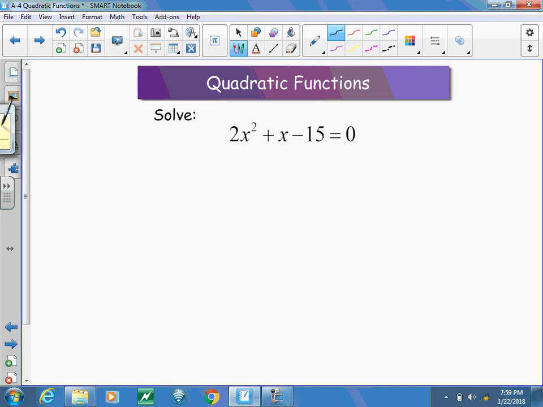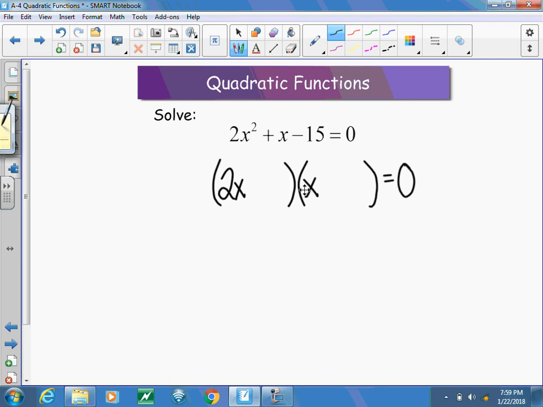Don't be scared if you have something with a leading coefficient that's other than 1. I mean, you can still factor a problem out here. The biggest thing is that you can't just look at the negative 15 and the x there. A lot of times people say, well, there aren't any numbers that I can multiply together to get negative 15 and add to 1. So they think they can't factor this. But you've got to be careful because you've got that 2x squared. So that means that 2x times x gives you 2x squared.